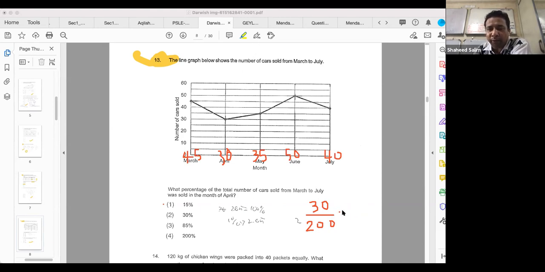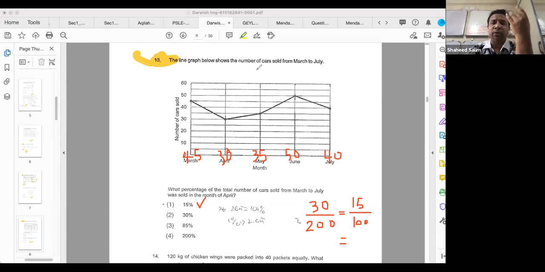Remember the other day we learned percentage, how to change it to 100. You divide by 2, get 15. 15 over 100 is 15%, correct? Or you can take any fraction. Remember what I said the other day, you can take any fraction times 100. So you can take 30 over 200 times 100, you'll get 15%.